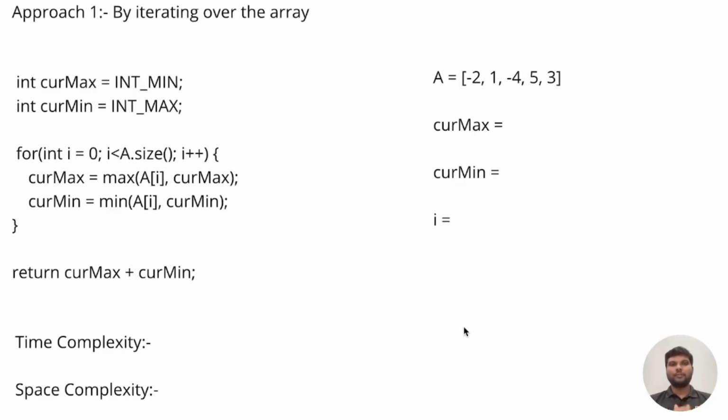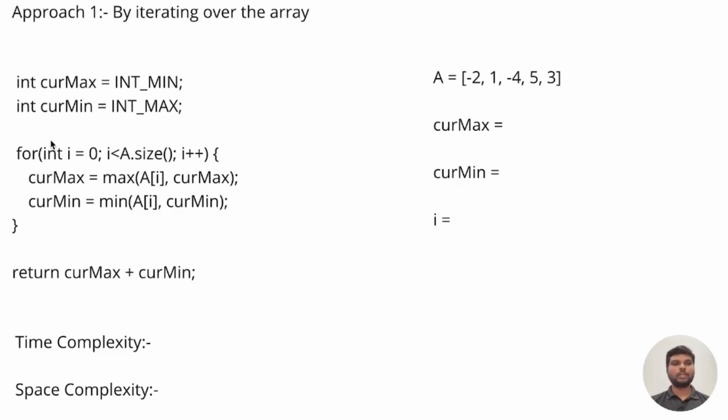So let's look at a first approach by which we can solve this problem. In this approach we will take two variables, current max and current min. Current max will be assigned a value which is the smallest integer possible. Current min is assigned a value which is the maximum integer possible. This is the C++ syntax for assigning the minimum and maximum integer possible.